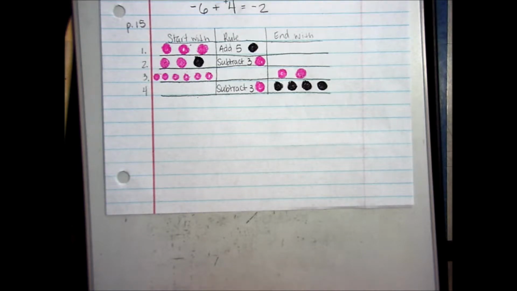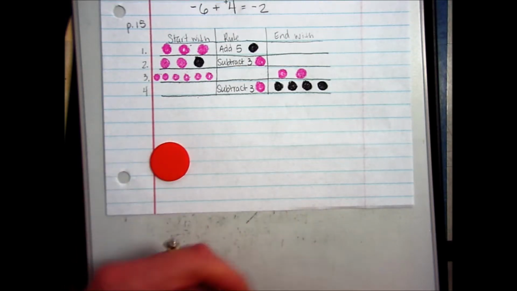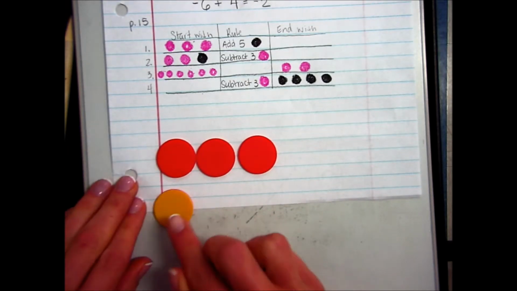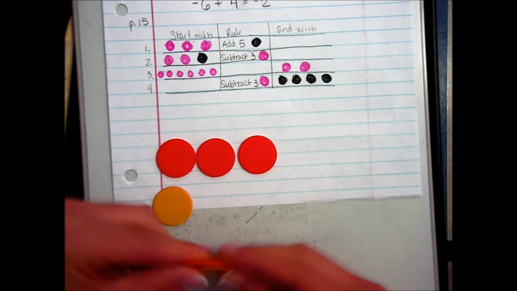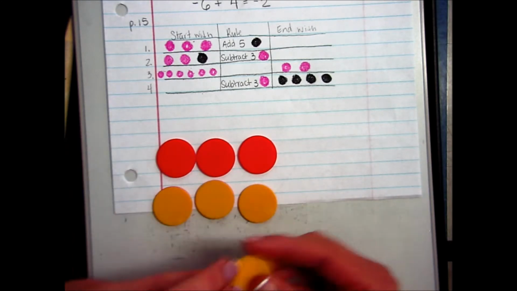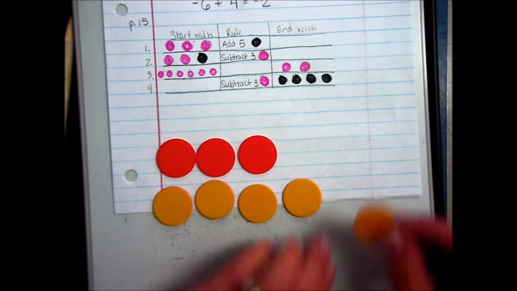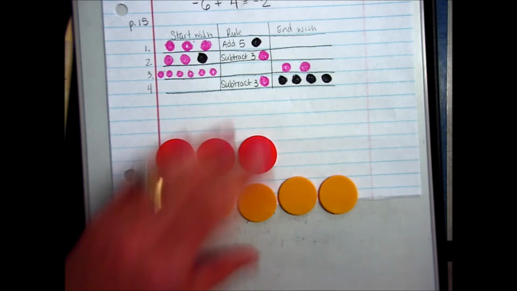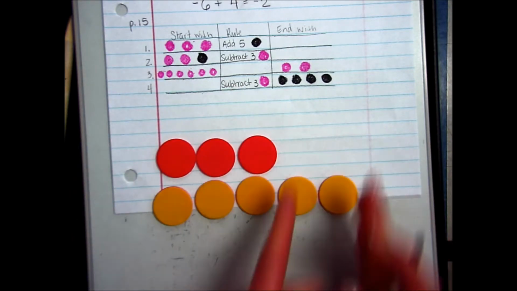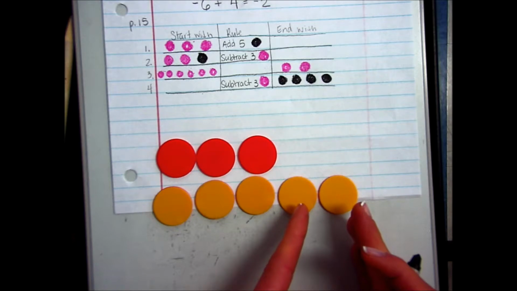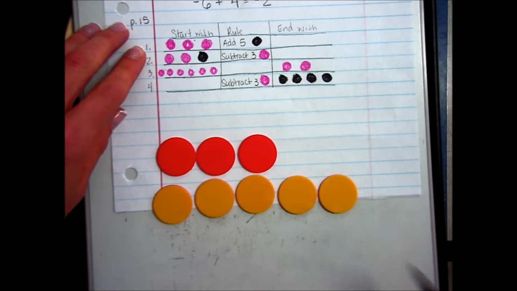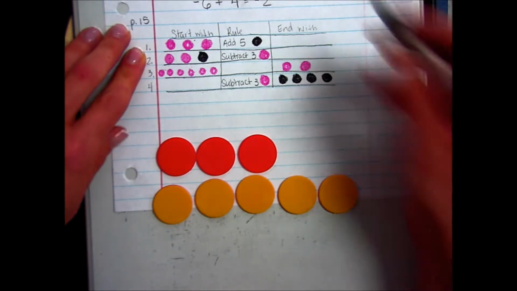All right, so on number 1, if we start with 3 red and we add 5 black, but in our case yellow, if you line them up like this, you can't see the color very well on the overhead, sorry. But anyways, if you line them up like this, it makes it very easy to see what's left over when you cancel out each one. So on number 1, we'll end with 2 black.